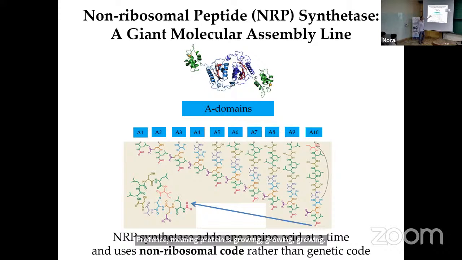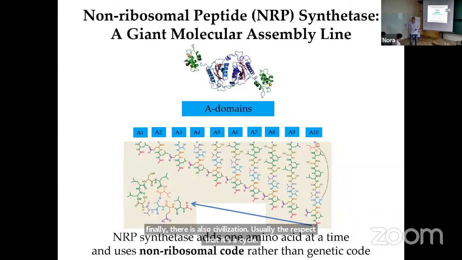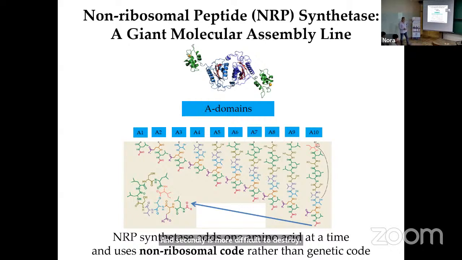Each of these A domains has a code that decides what amino acid to add. Right? And finally, in the end, there is also cyclization. Usually these peptides are cyclic. Why is that? Because these peptides, like antibiotics, are like bacterial bullets that one bacterium uses to kill another bacterium. And cyclic is more difficult to destroy. It's a better bullet than a linear peptide. Okay, is it clear?